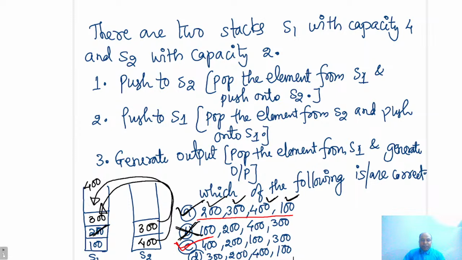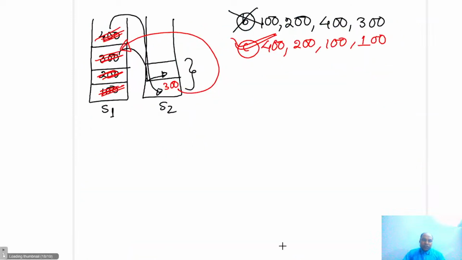Now 300, 200, 400 and 100. So let me correct this one. So 300, 400. So let me remove this one, then again I will write it. So this is the value.